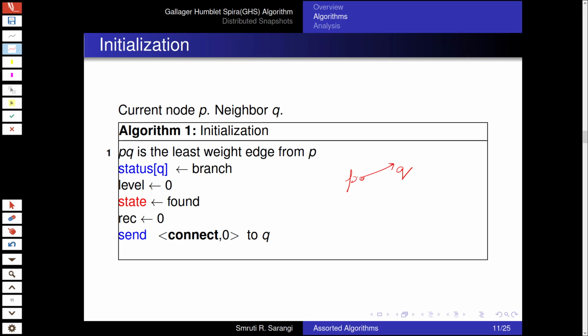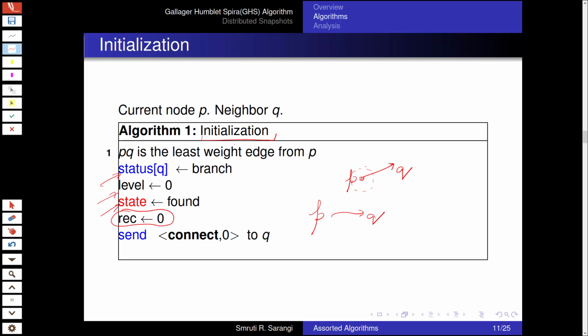Clearly, if this is the initiator, I can draw a circle around it. PQ intersects this circle, and this, needless to say, is the least weight edge. So I set the status of this edge as branch. I start from level 0 and my state is found. I found the least weight edge. Rec is 0; we will see what rec means, but at the moment for this case it is 0. And I send a connect message to Q. So P will send a connect message to Q. This is when I'm initializing, when I'm starting.